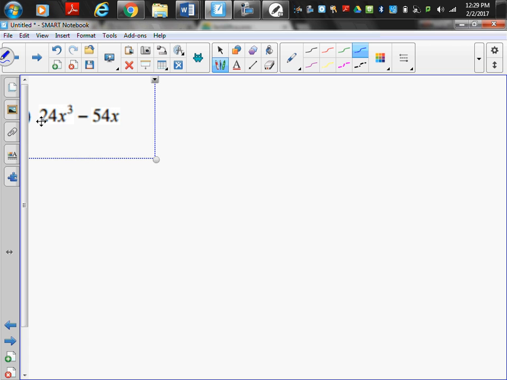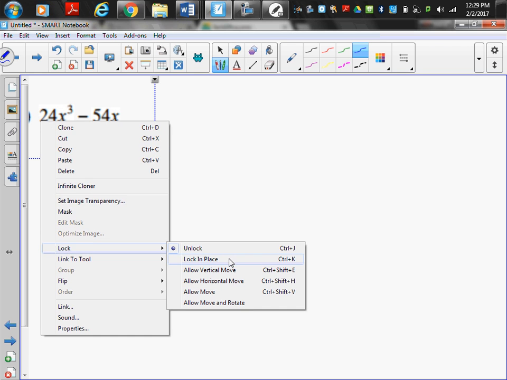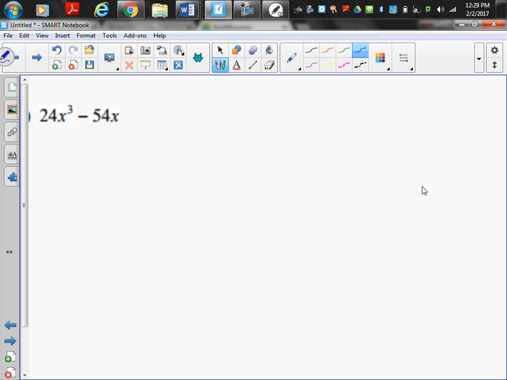Alright, let's look at this one first. I have 24x cubed minus 54x. Alright, so now I'm thinking, I can take six. Just factor 6 out of both.